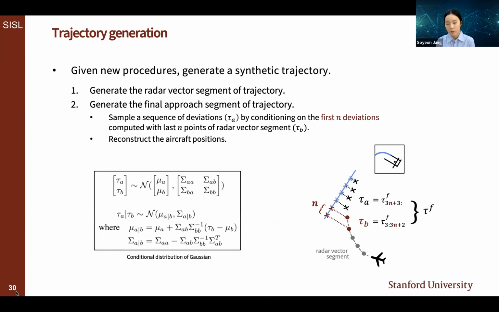Then we can generate the final approach segment of the trajectory by first sampling a sequence of deviations by conditioning on the first n deviations computed with the last n points of the radar vector segment. Then by reconstructing the trajectory of aircraft positions.